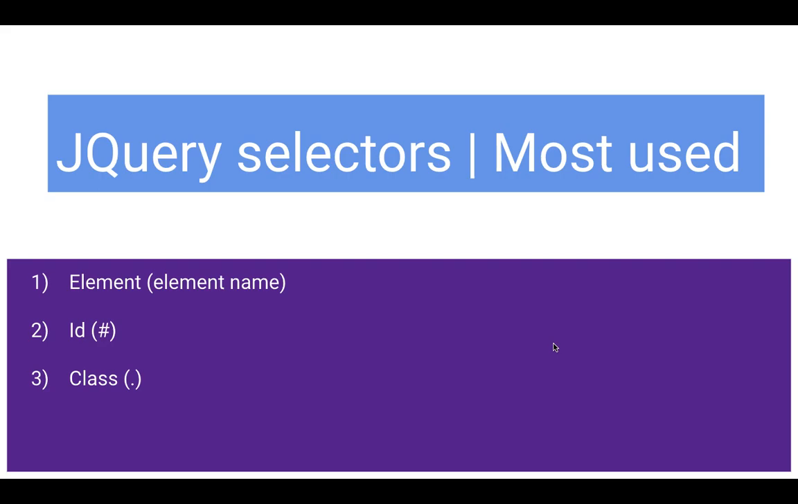Now I am going to explain about jQuery selectors. In jQuery we have many selectors to select the elements or to manipulate the elements, but we have three jQuery selectors which we are going to use mostly. The three are element selector, ID selector and class selector. Now with the coding I'll explain these three selectors. Let's go to the coding.